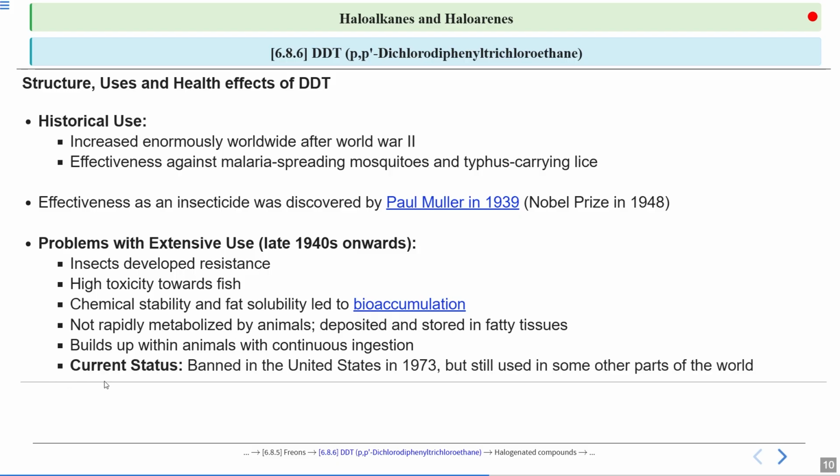Now if we talk about the current status, we have seen the historical use, and after the extensive use of it as an insecticide from the late 1940s onwards, what happened we have also seen. Now what is the current state of DDT? It was banned in the United States in 1973, but still today it is used in some other parts of the world as an insecticide.